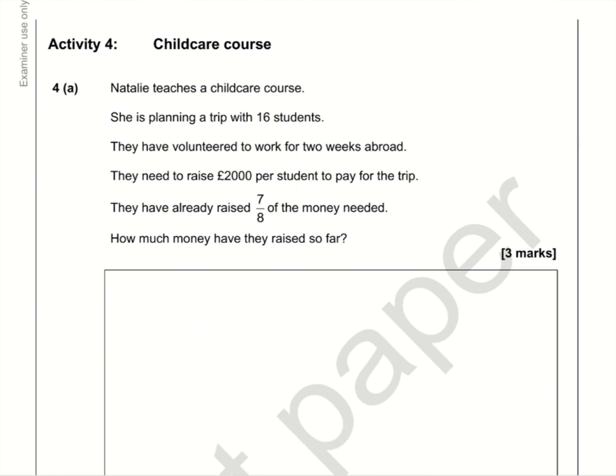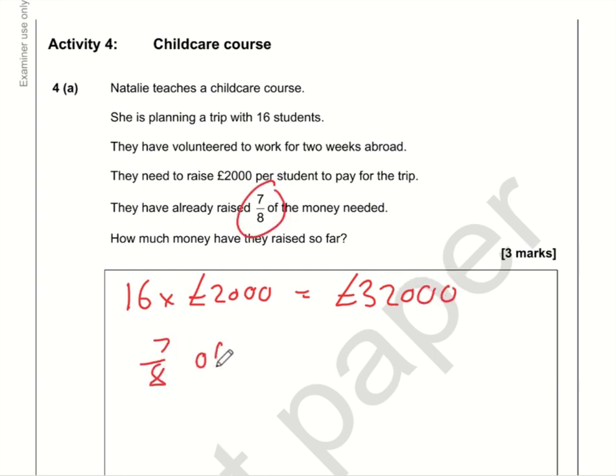Okay, so question number 4. Natalie's planning a trip with 16 students and they need to raise £2,000 per student. So the total they need to raise is 16 lots of £2,000, and that comes to 32,000. So they have raised 7/8 of this amount. So the question is, what is 7/8 of 32,000?